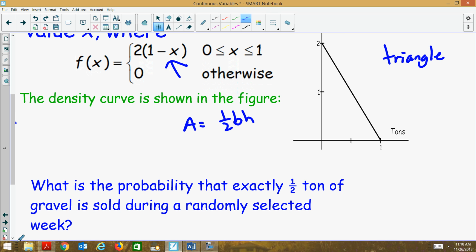What's the probability that exactly 1/2 ton of gravel is sold during a randomly selected week? So in our density curve, 1/2 is located between 0 and 1. Okay? So to define 1/2, we would just simply draw a line until we reach the curve. Notice that it's just a line, it doesn't have a particular shape. Therefore, this question isn't actually plausible for our problem. The probability would actually equal 0 because line segments do not have areas.